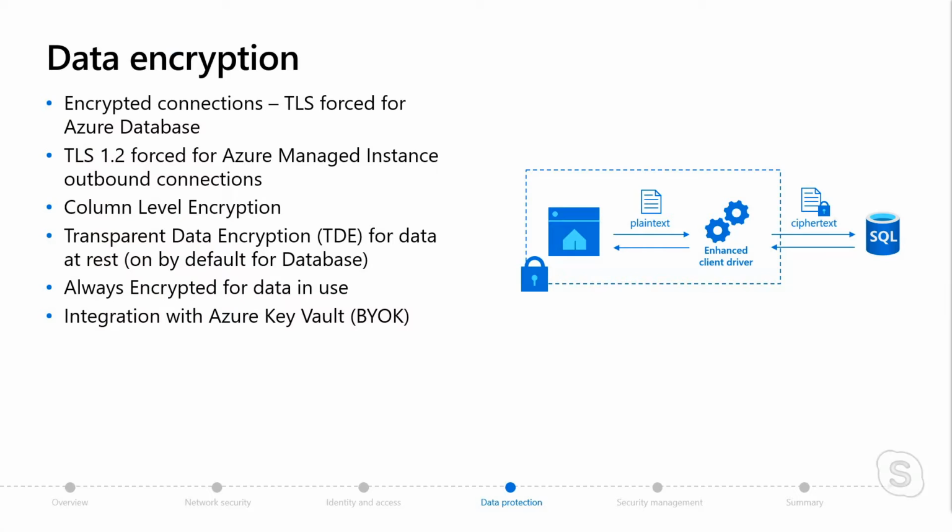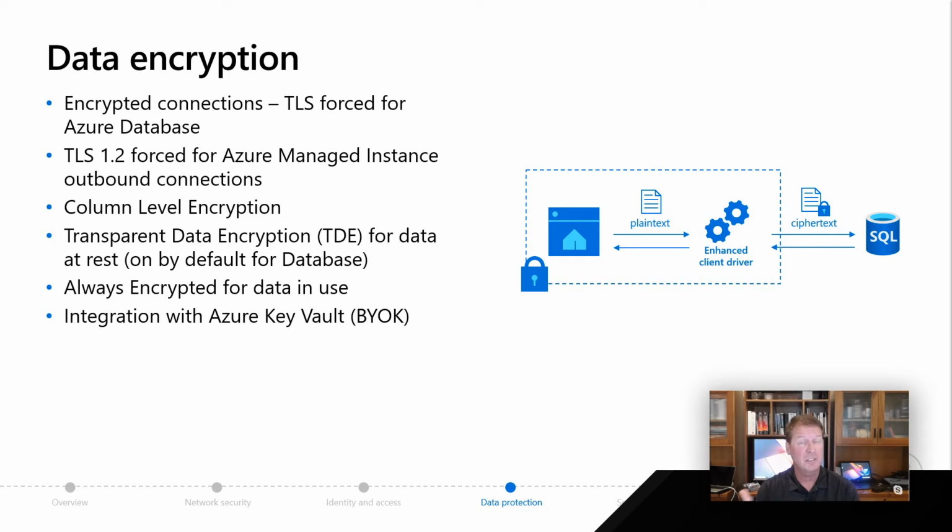The third topic we're going to cover is data protection. Now, as part of data protection, certainly one of the things in SQL Server you think about is encryption. And we have all those options for you in Azure, just like you have in SQL Server. So for example, we force encryption of connections on the back end using TLS for Azure Database and for managed instance. We support column level encryption, just like you can use through T-SQL using SQL Server today.